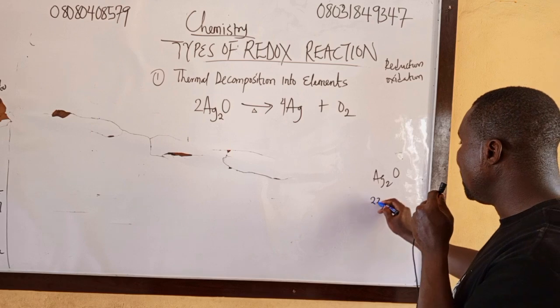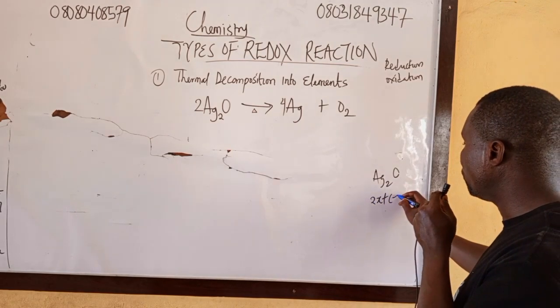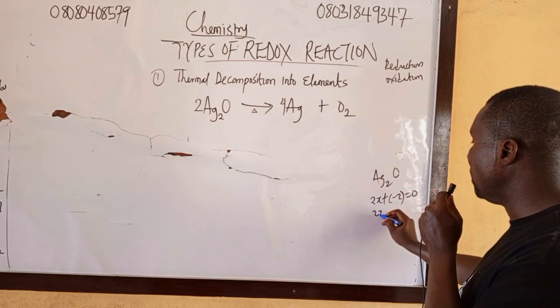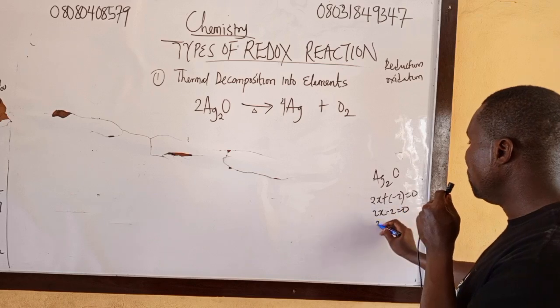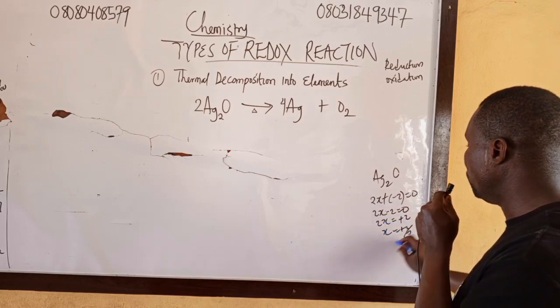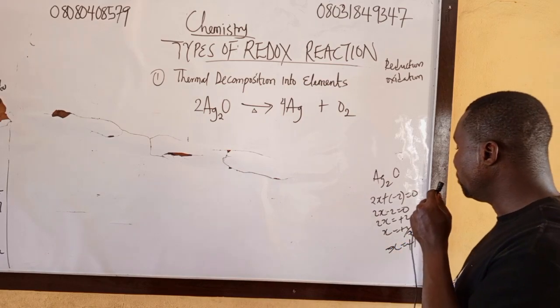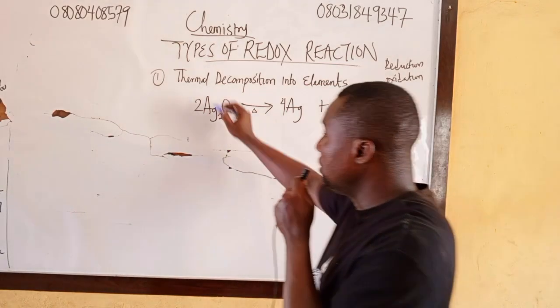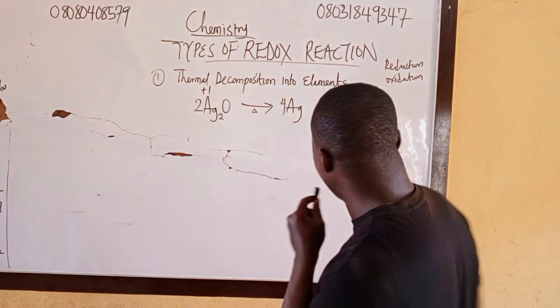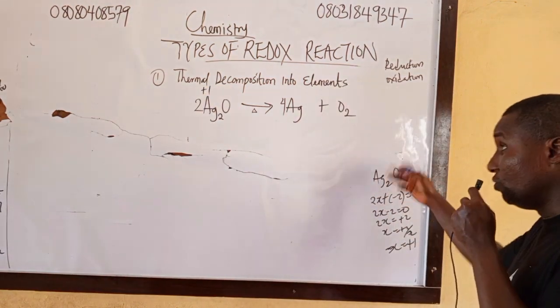How many silver do we have? 2. 2X plus oxygen, minus 2, equal to 0. You have 2X minus 2 equal to 0. 2X equal to plus 2. X equal to plus 2 over 2. X equal to plus 1. That means oxidation number of silver is plus 1, while oxidation number of oxygen is minus 2.